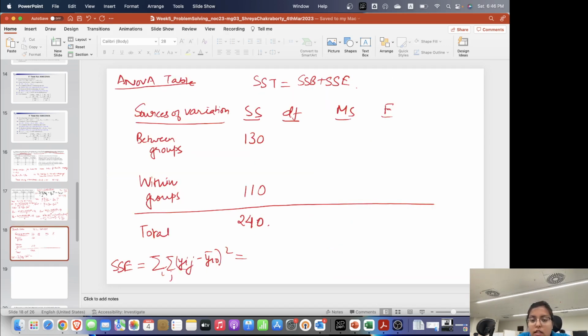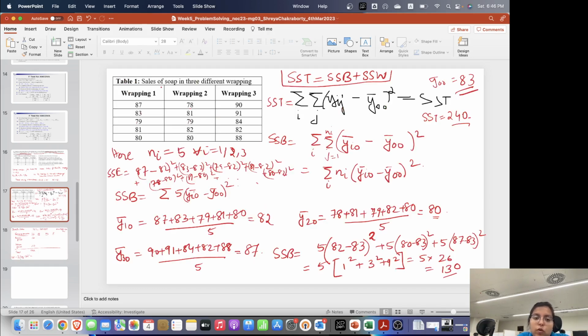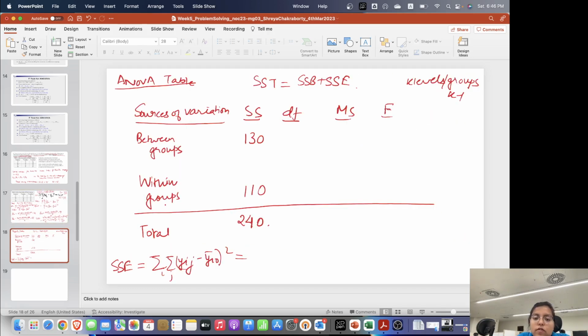Or we can use this simplified formula as well. Now, when we are talking about between groups deviation, the degrees of freedom, if you can remember, if there are k levels or k groups, was k minus 1. Here we have how many groups? We have 3 wrapping groups. So degrees of freedom will be k minus 1, or rather 3 minus 1, that is 2.